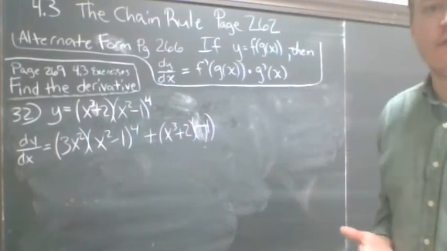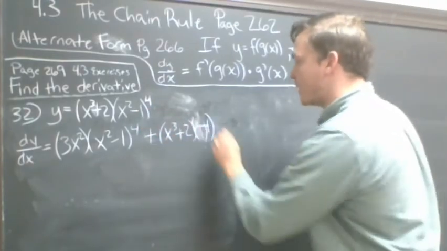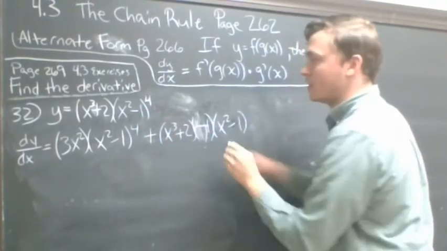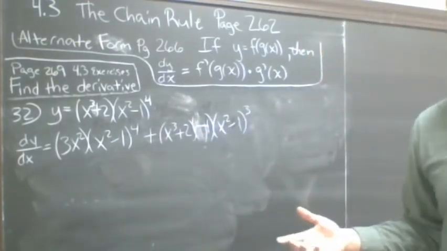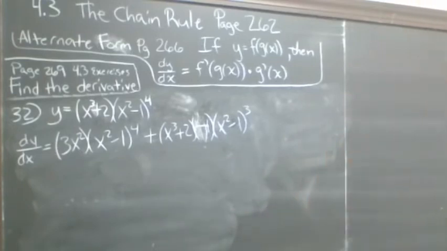All right, there's our factor 4. X squared minus 1 stays the same. Now we'll subtract 1 from the exponent and we'll get 3 there. So there we have our derivative, but it looks pretty messy, right? We can clean this up a little bit here.